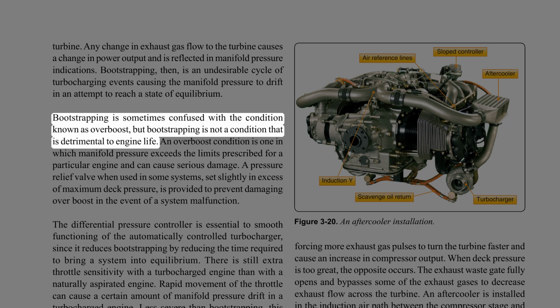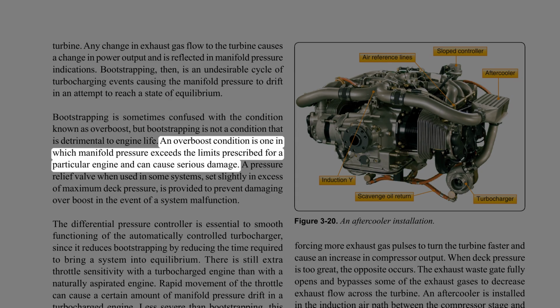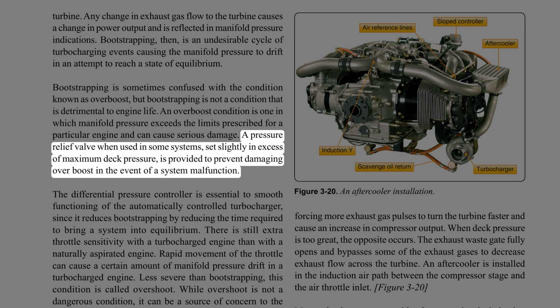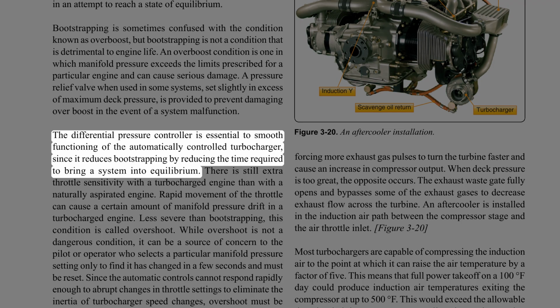Bootstrapping is sometimes confused with the condition known as overboost, but bootstrapping is not a condition that is detrimental to engine life. An overboost condition is one in which manifold pressure exceeds the limits prescribed for a particular engine and can cause serious damage. A pressure relief valve, when used in some systems, set slightly in excess of maximum deck pressure, is provided to prevent damaging overboost in the event of a system malfunction. The differential pressure controller is essential to smooth functioning of the automatically controlled turbocharger, since it reduces bootstrapping by reducing the time required to bring a system into equilibrium.